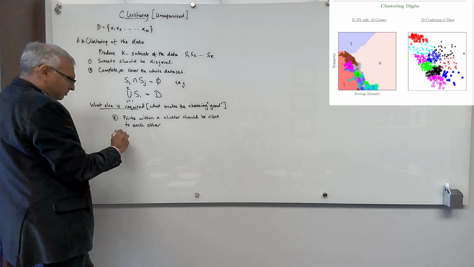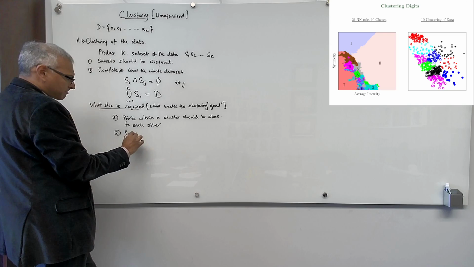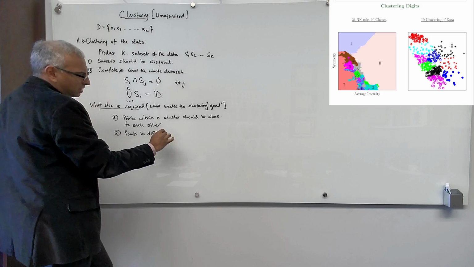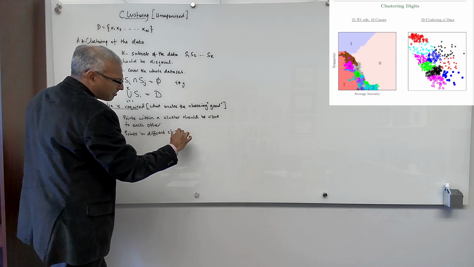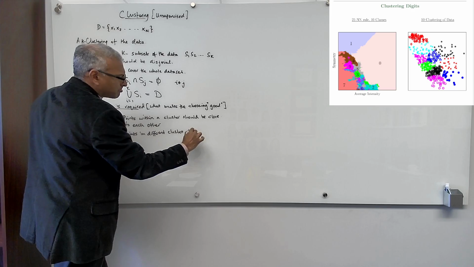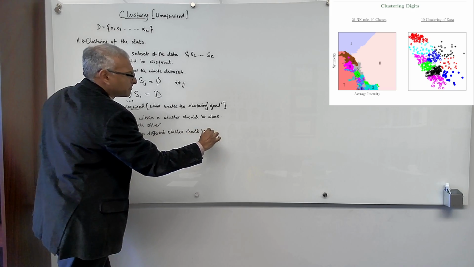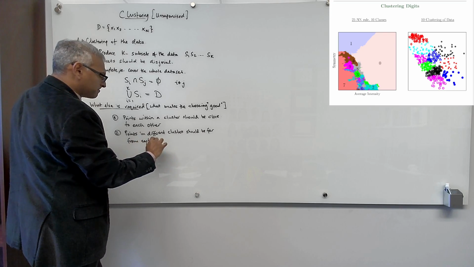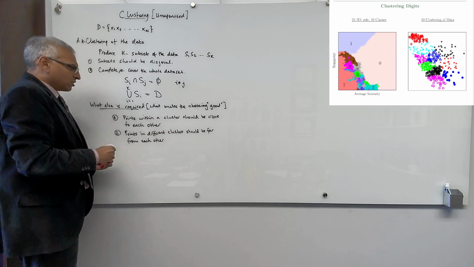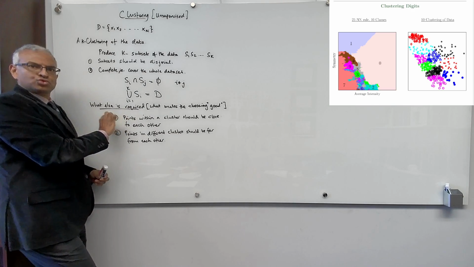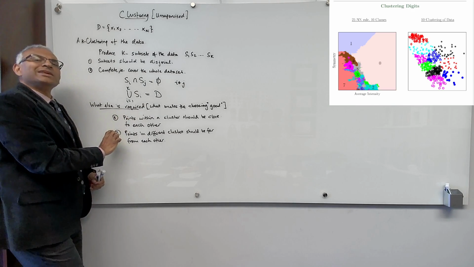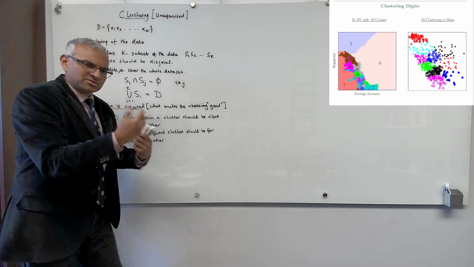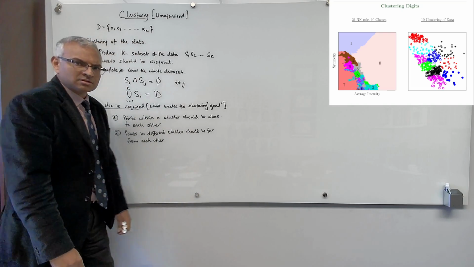So points within a cluster should be close to each other, and points in different clusters should be far from each other. Okay, so the within cluster spread should be small and the between cluster spread should be large. Okay, these are perfectly valid criteria that we would desire.